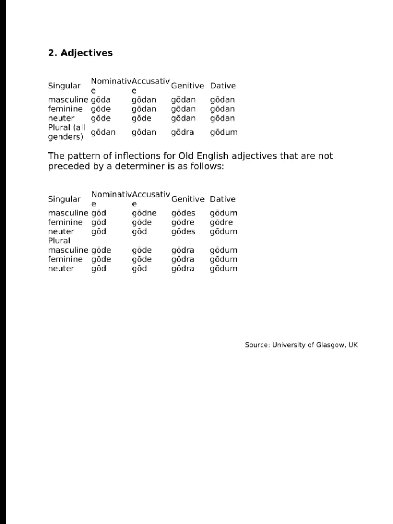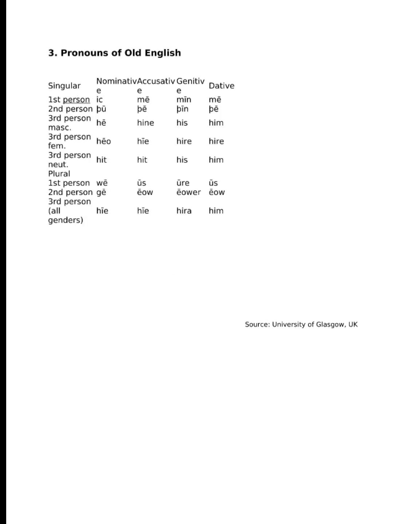The pattern of inflections for Old English adjectives that are not preceded by a determiner is as follows. We can see another set of examples here where we have singular masculine, feminine, and neuter, and plural masculine, feminine, and neuter. So, how they are different from one case to another, from nominative to accusative, and from accusative to genitive and dative is interesting.